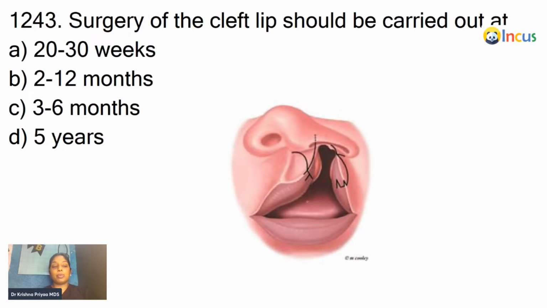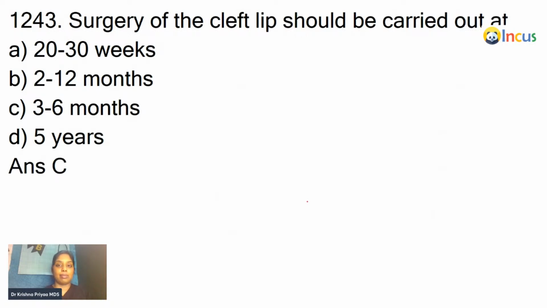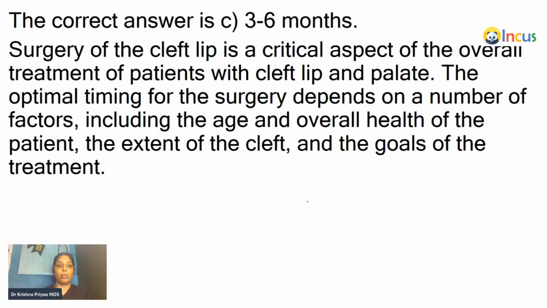Surgery of the cleft lip should be carried out at what age? 20 to 30 weeks, 2 to 12 months, 3 to 6 months, or 5 years. It should be around 3 to 6 months. So the entire cleft lip surgery and the preparation would be done before the 6 month mark, because it is a critical aspect of overall treatment of patients with cleft lip and palate. And optimal timing usually depends on a lot of factors, including the age, overall health, and current development of the patient, and also the extent of the cleft.